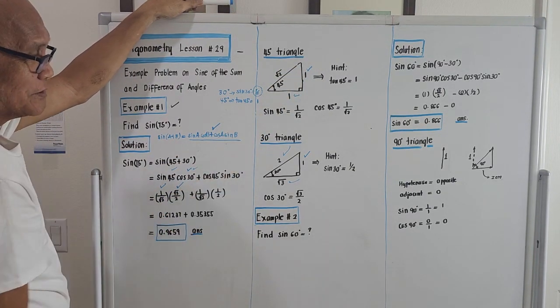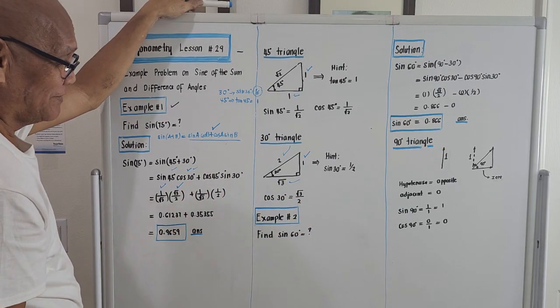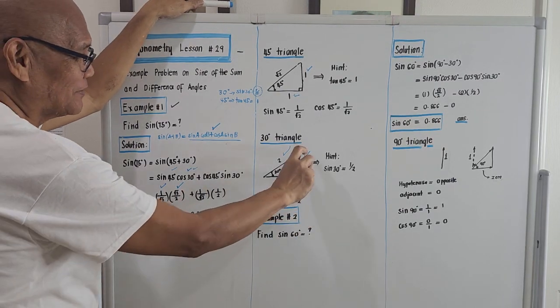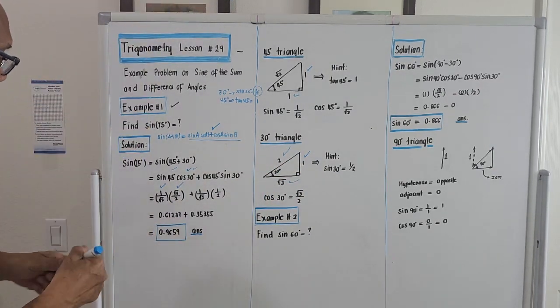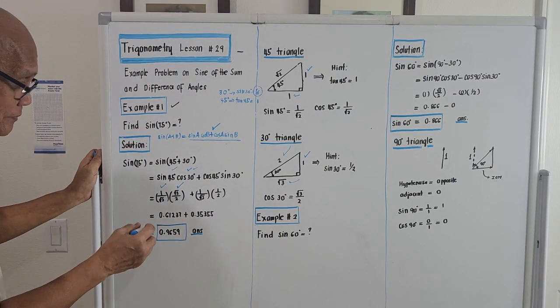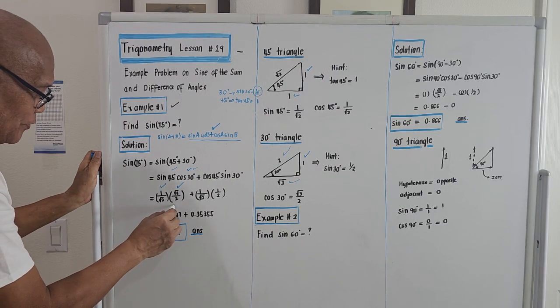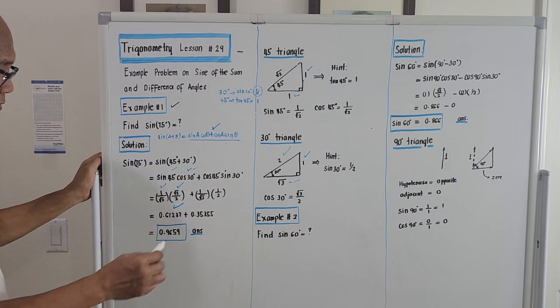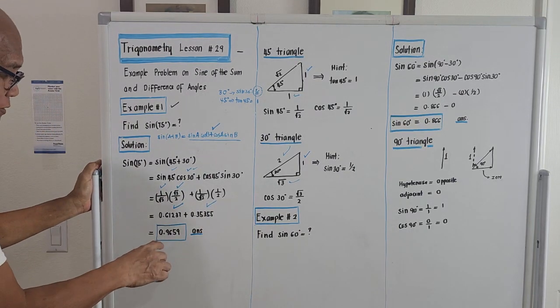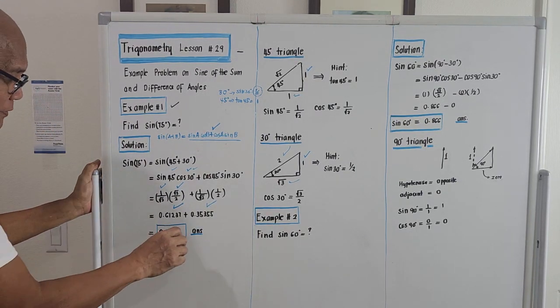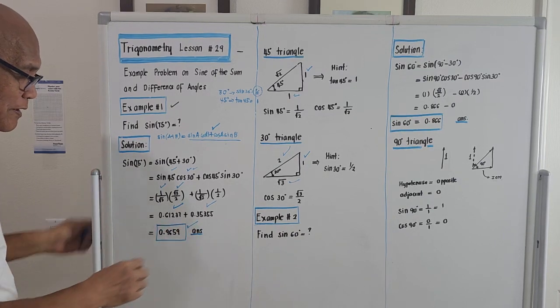And what is sine of 30 degrees? So that was the hand. Sine of 30 degrees is 1/2. This is opposite over hypotenuse. It is 1/2. So simplifying this one, this is 0.61237. This is 0.35355. And if you try to take the sum, the sine of 75 degrees will be 0.9659.